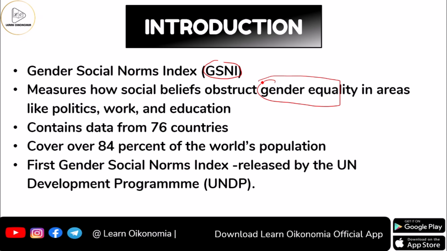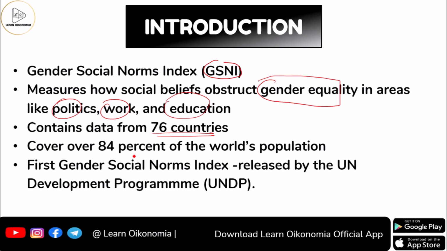When it comes to this Gender Social Norms Index, the index takes into consideration social beliefs and their role in obstructing gender equality in areas such as politics, work, and education. It collects data from 76 nations, and by covering data from 76 nations, it covers almost 84% of the world's population.